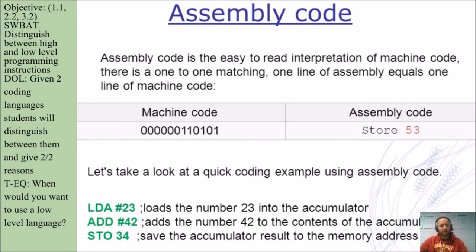So let's take a quick look at coding in assembly. Down here we have LDA #23. What this does is load the number 23 into something called the accumulator. Then ADD #42 adds the number 42 to the contents of the accumulator. So therefore we now have 65. And then STO 34 saves, as in stores, the accumulator result to the memory address 34. Notice there is not a pound sign or a hashtag in front of 34 because this is a memory address.